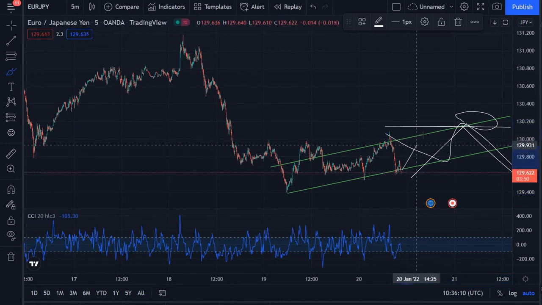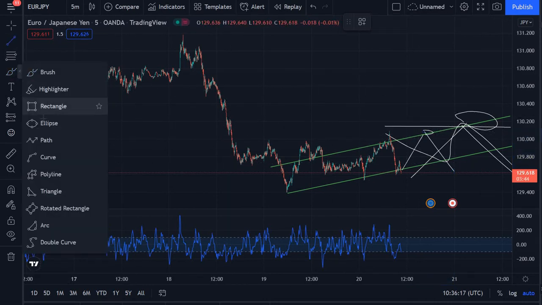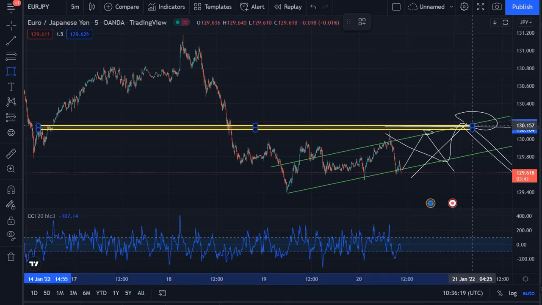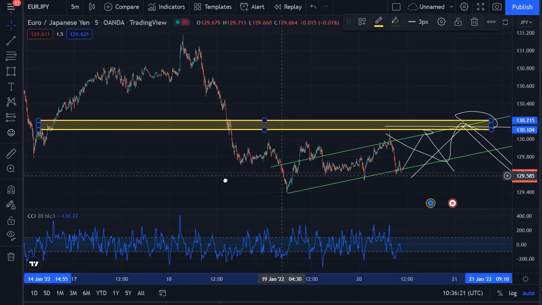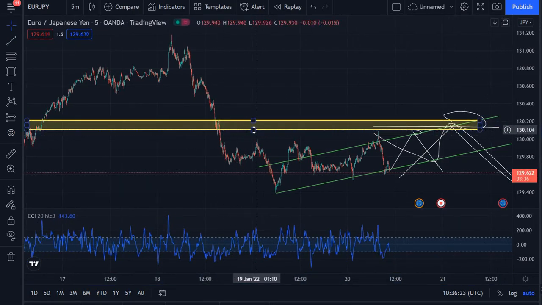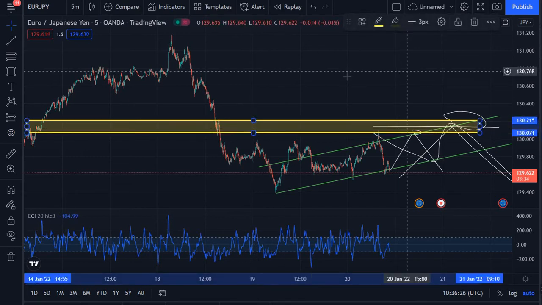On the 5-minute chart here, we could see a next move to the upside, where I would look for shorts. Here is kind of the shorting area. Maybe a little bit bigger, so somewhere around here.